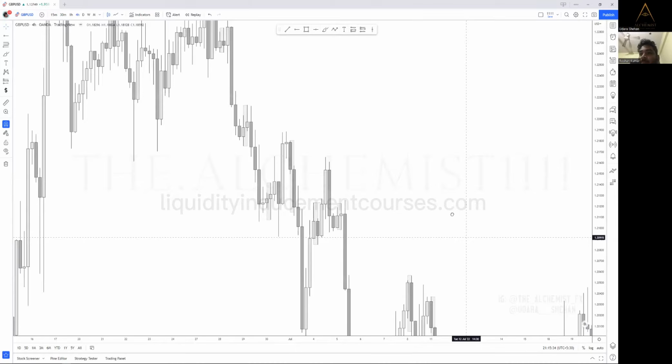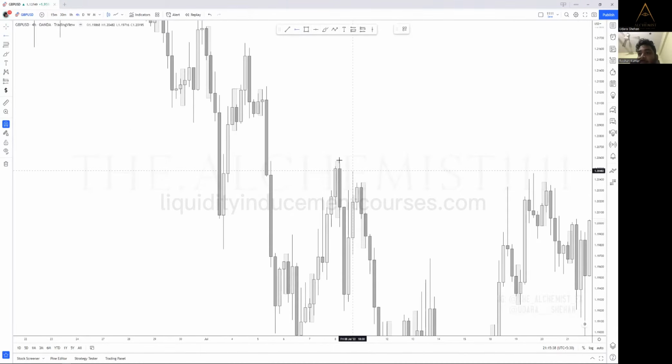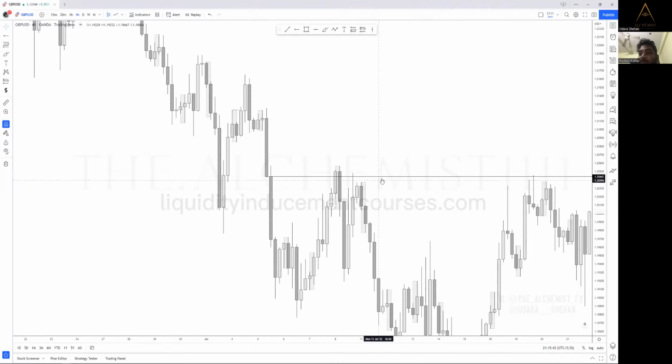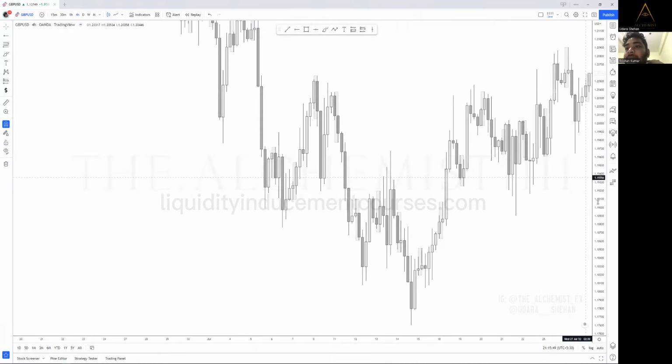So let's see some more. Where do we have clear examples? Yeah, look at this one. Where did this tap into? Here, before falling. But yeah, it did give a bit of drawdown. But yeah, it still fell. Look at this. Where did this tap into? Here. See that? Keeps on happening.